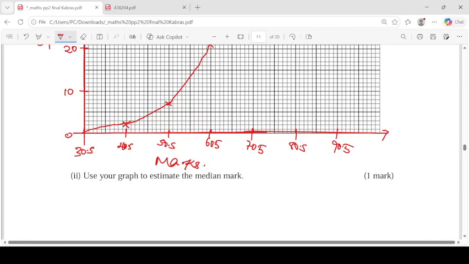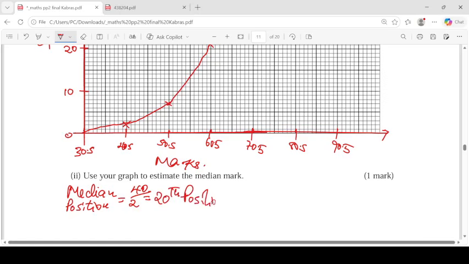Use your graph to estimate the median. Before we estimate the median, let's get the median position. Remember, median is the middle value. The total frequency is 40. So when I take 40, I divide by 2. The median position is at the 20th position.